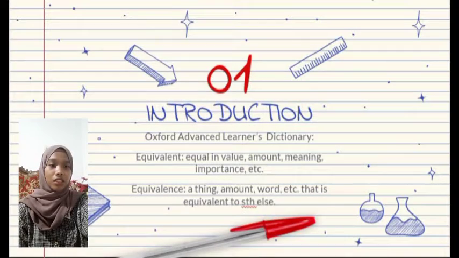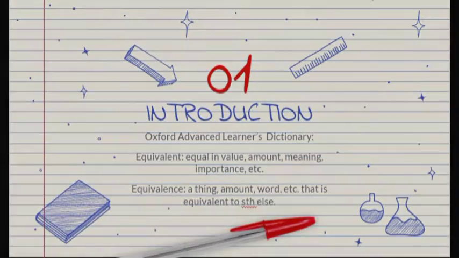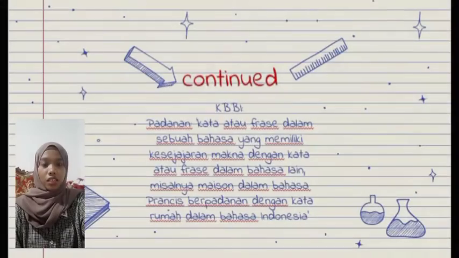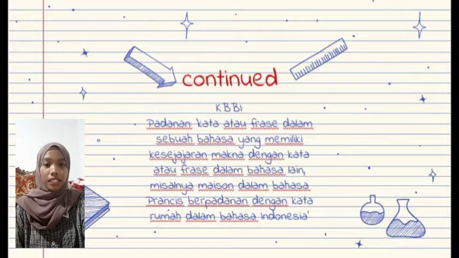In the first part is the introduction. According to the Oxford Learner's Dictionary, equivalent is equal in value, amount, meaning, importance, while equivalence is a thing, amount, or word. Then according to KBBI, equivalent is a word or phrase in a language that has a parallel meaning with a word or phrase in another language. For example, maison in French is equivalent to the word rumah in Indonesian.